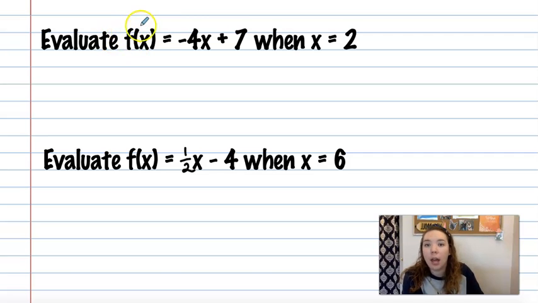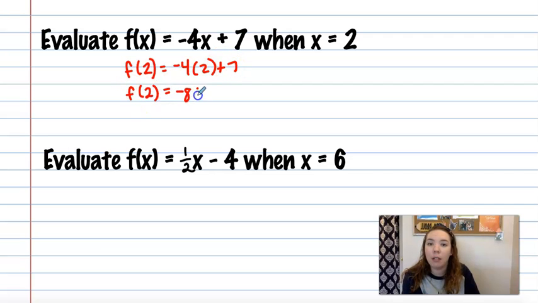It says evaluate f of x equal to negative 4x plus 7 when x equals 2. So we are going to replace x with 2. And now we're going to simplify the right-hand side. So negative 4 times 2 is negative 8. And negative 8 plus 7 is negative 1. So this is an input of 2 and an output of negative 1.